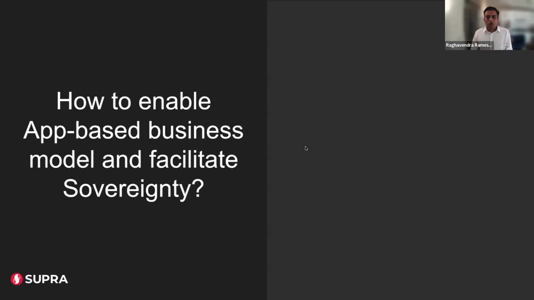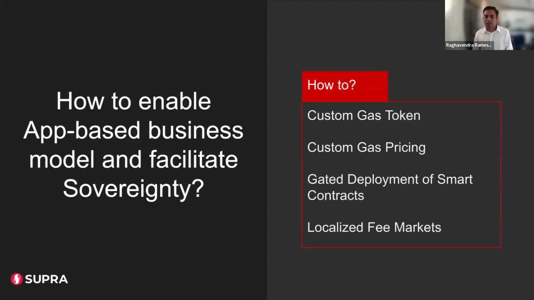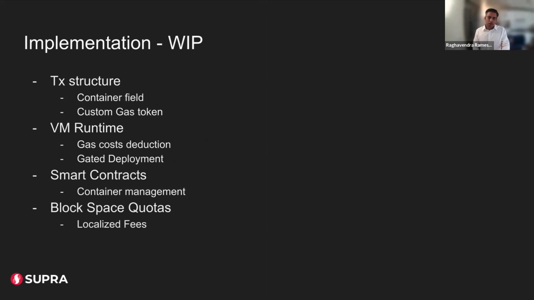Now the question is how to enable an app-based business model and facilitate sovereignty, which translates to: how do we provide a way to set a custom currency for paying transaction fees? How do we provide a way to set a gas price? How to allow gated deployment of smart contracts? And how can localized fee markets be enforced? These all go to the implementation of containers. This is work in progress in Supra Labs. Our research and engineering are well into it.